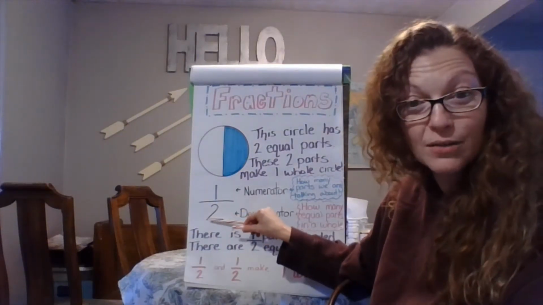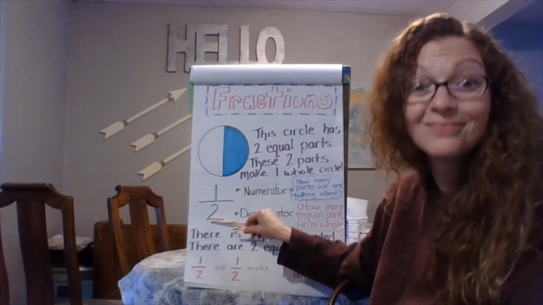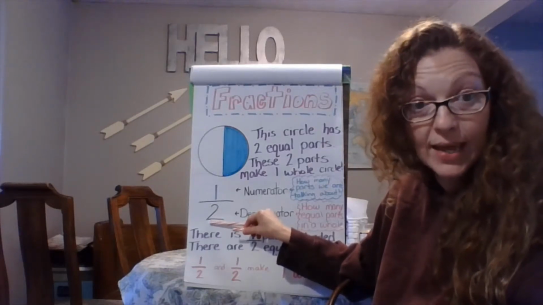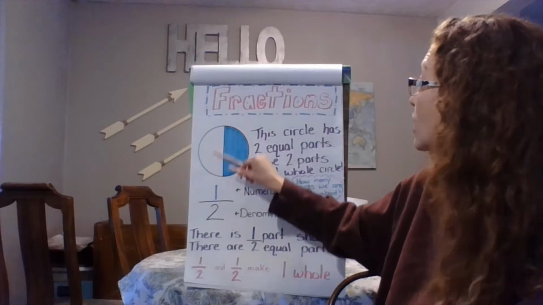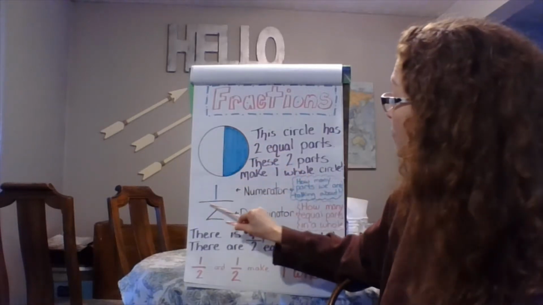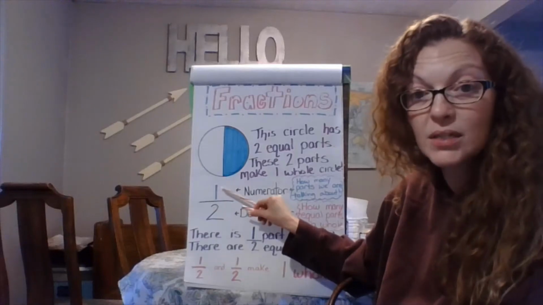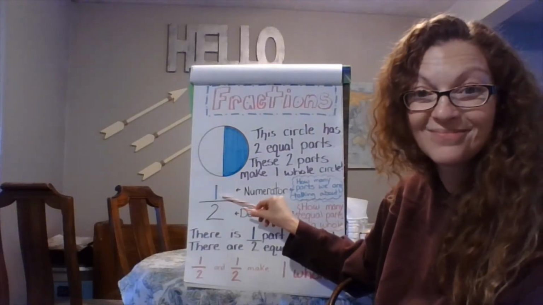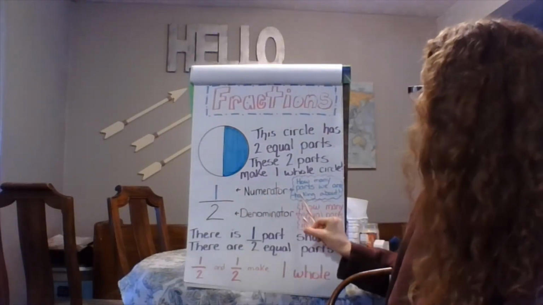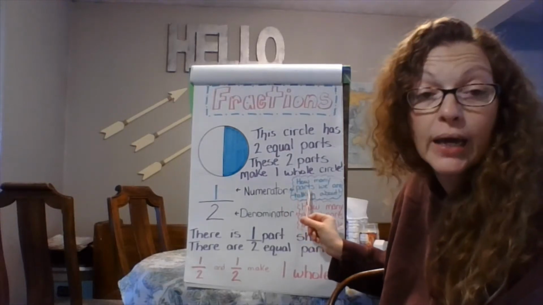The denominator tells you, you're right, how many pieces I have in the whole. So I have one piece, two pieces, so I have two. The top number is the numerator. What does the numerator tell you? How many parts we're talking about.